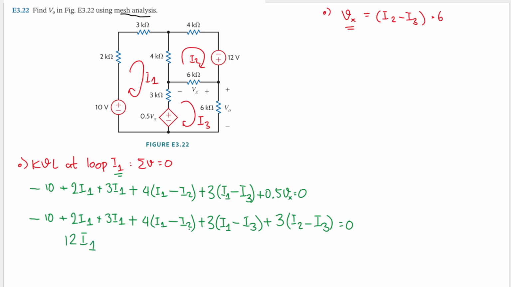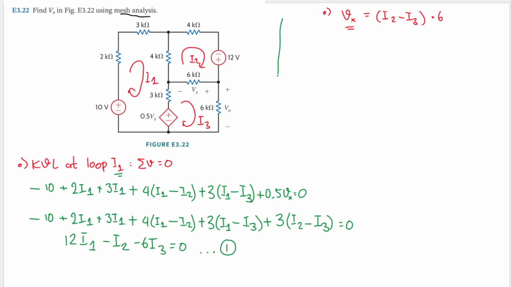Now I2 comes from here: minus 4 plus 3, which is minus I2. And then I3 comes from here: minus 3 and minus 3, so I will have minus 6 I3. All of that will equal 0. Good. Now let's save this as equation number 1.